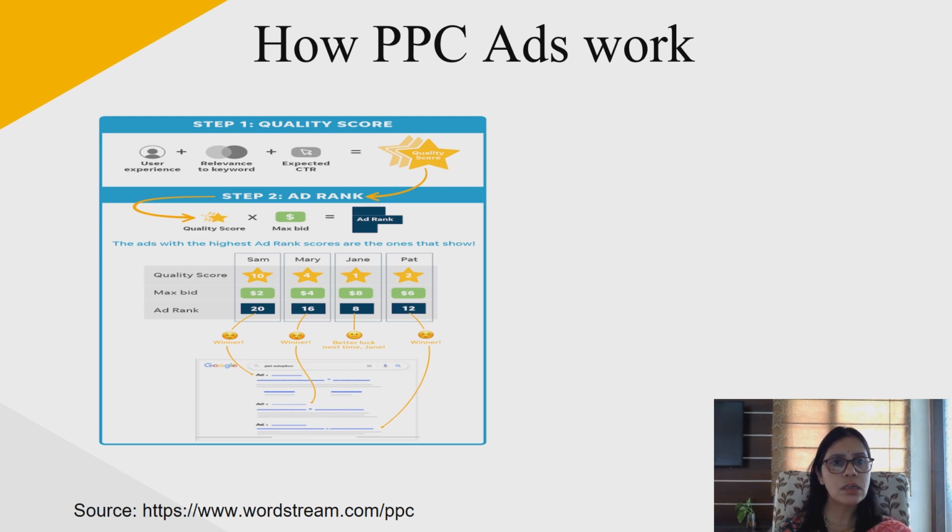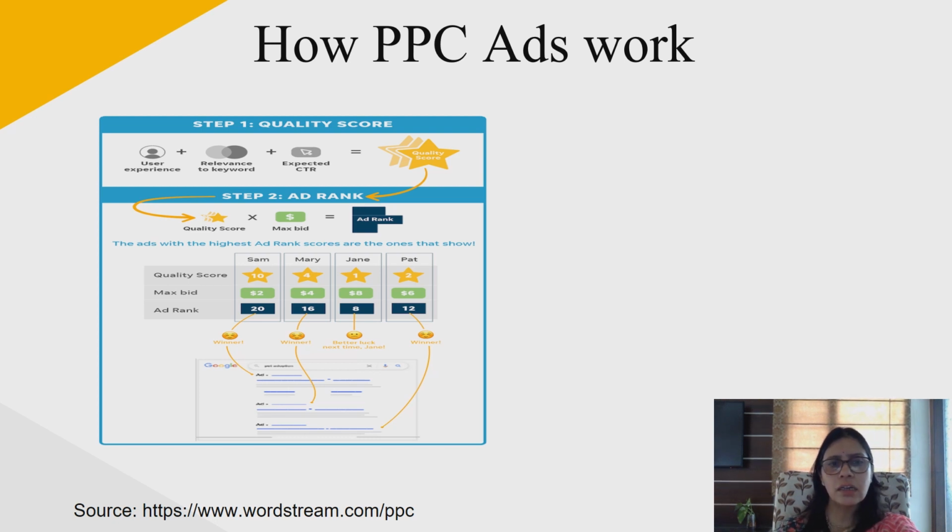So, see, in step one, what you are doing, you are determining the quality score, and how does that happen? It happens based on a few factors, like user experience, the relevance of keywords that you have selected, and the CTR. When these three components are considered, you get a particular quality score. Now, this quality score is multiplied by the bid that you have proposed.